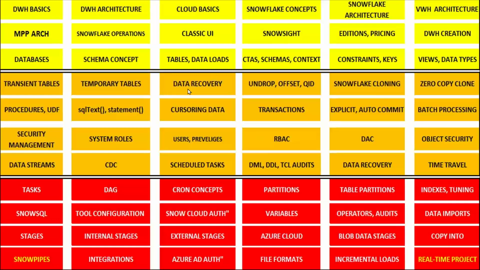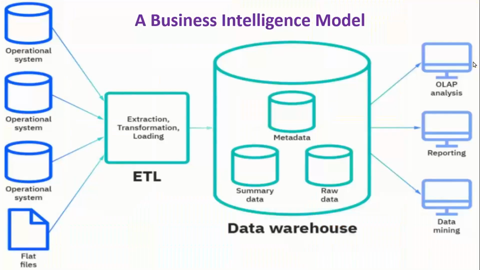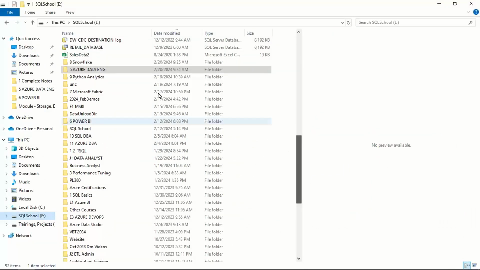The middle part is mainly the engineering part, ETL. The first part is the basics common for everyone. Then comes engineering as well as ETL admin activities. Mostly engineering, a little bit of ETL admin, tasks, cron concepts, partitions, tuning, optimizations, stages. I said Azure. We have Azure stages with Snowpipes, Azure AD authentications, and project work. So we are going to learn the complete course right from scratch, one by one. With this information, let's get into our notes. Let me take you to our Snowflake notes.